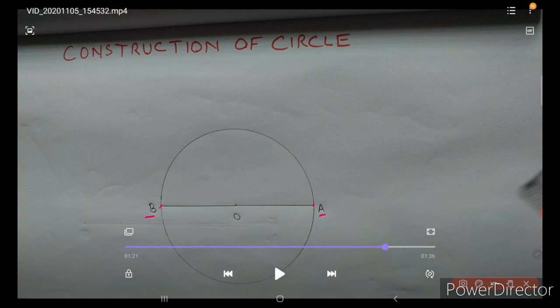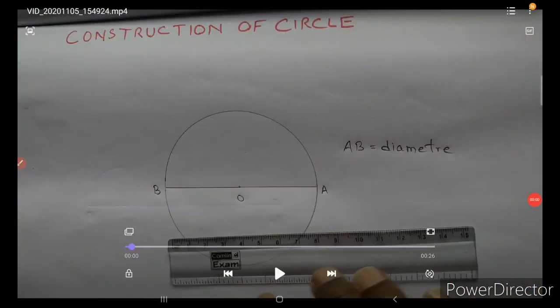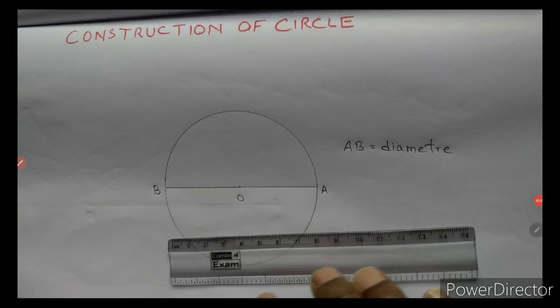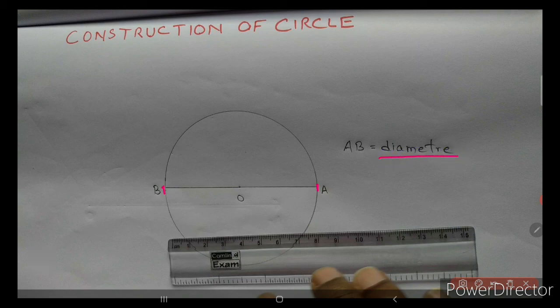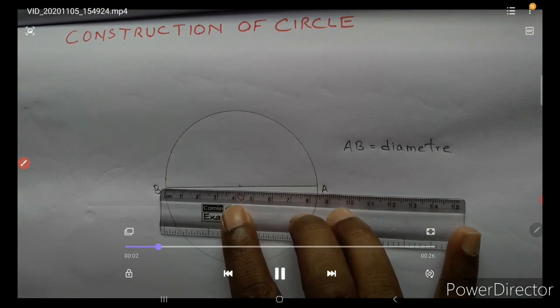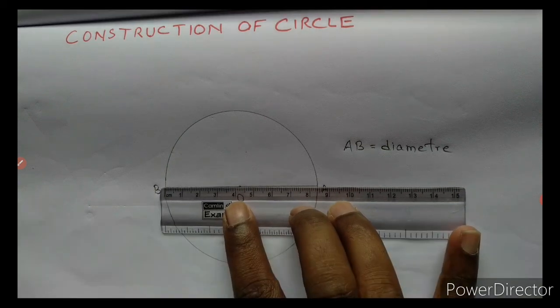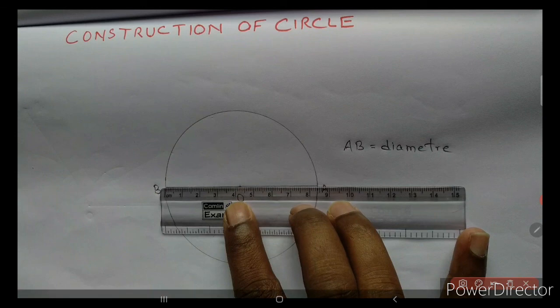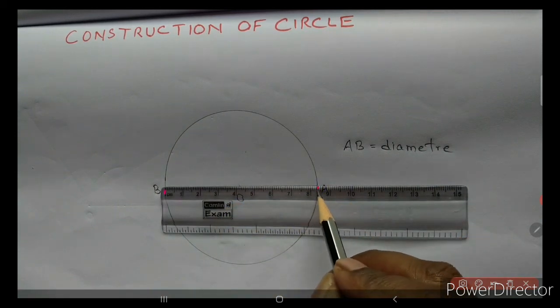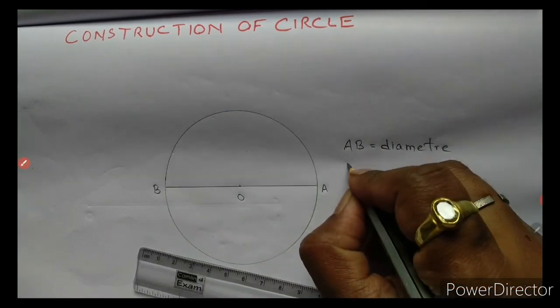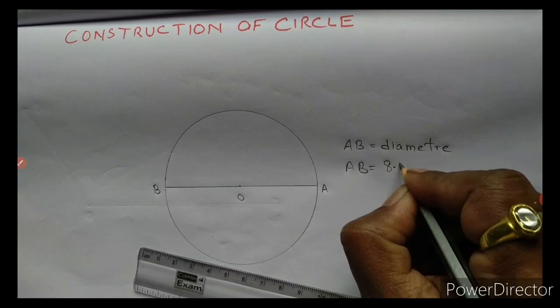And now I'm supposed to measure this particular line segment. The line segment AB here needs to be measured, and it is known as the diameter of the circle. Now I need to measure this particular line with the help of this ruler. While measuring, I am getting it up to 8.4 centimeter. So I should write here 8.4 centimeter. So my answer is 8.4 centimeter.